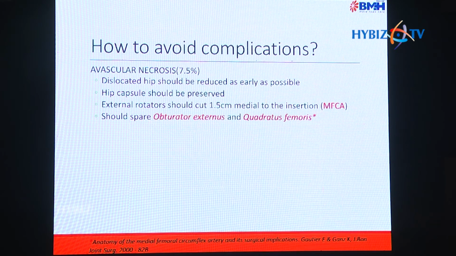A dislocated hip should be reduced as early as possible. It is already mentioned. And the hip capsule should be preserved. If there is a posterior column fracture alone, there is no need to open the capsule to see whether the joint is reduced or not. You see the periphery, the outside of the posterior column, whether it is reduced or not. And external rotators should be cut 1.5 centimeters from the insertion, and obturator externus and quadratus femoris should usually be preserved to preserve the medial circumflex artery.